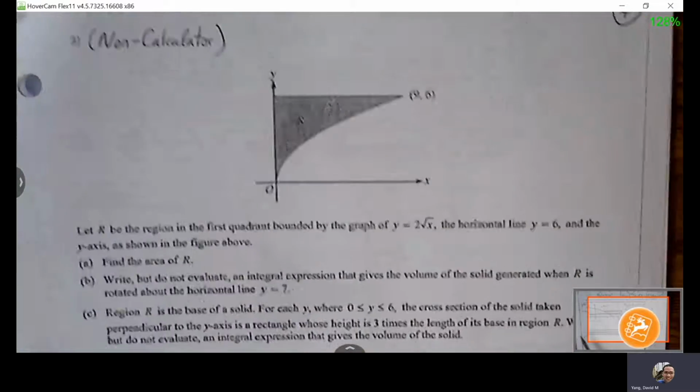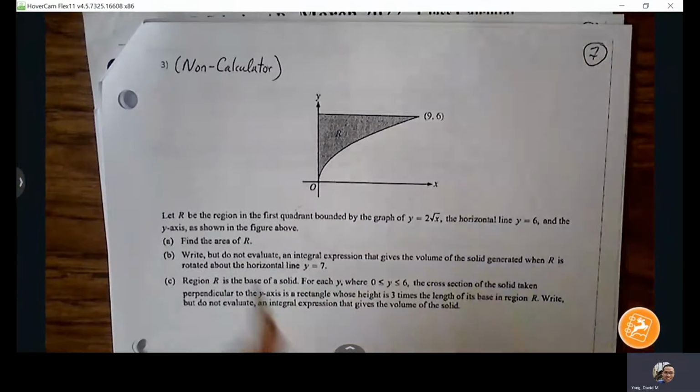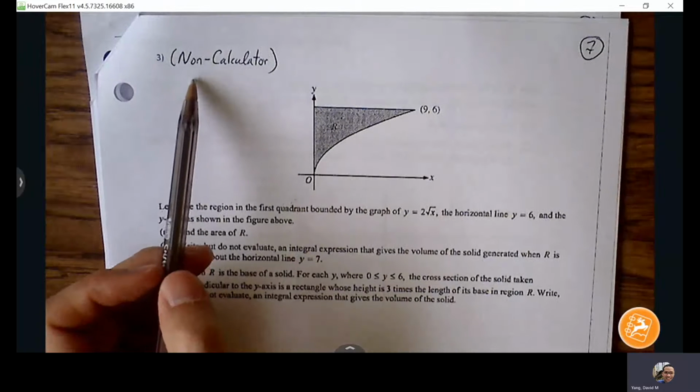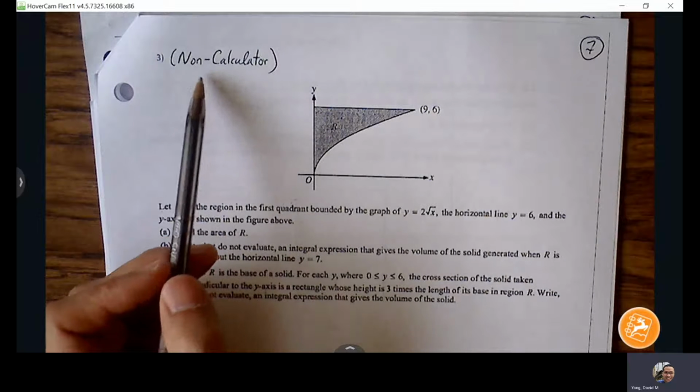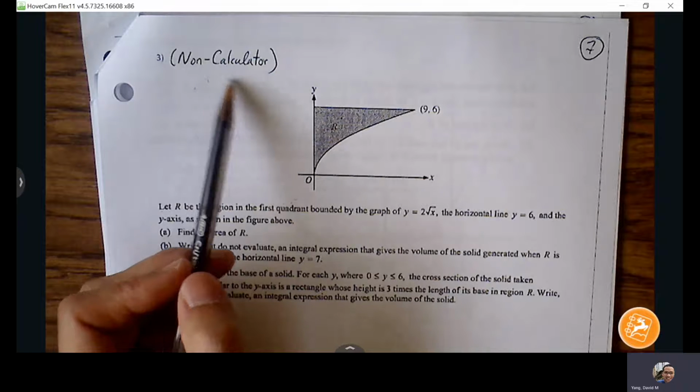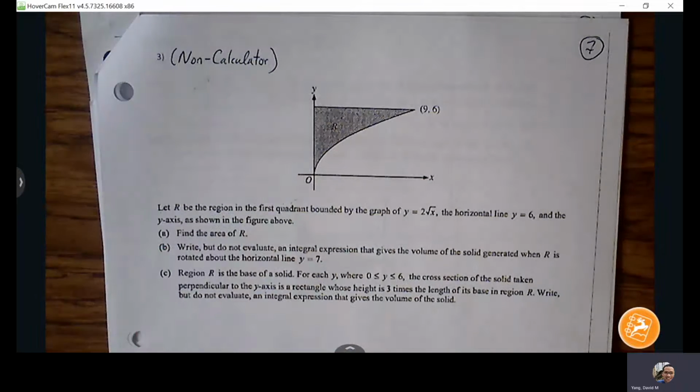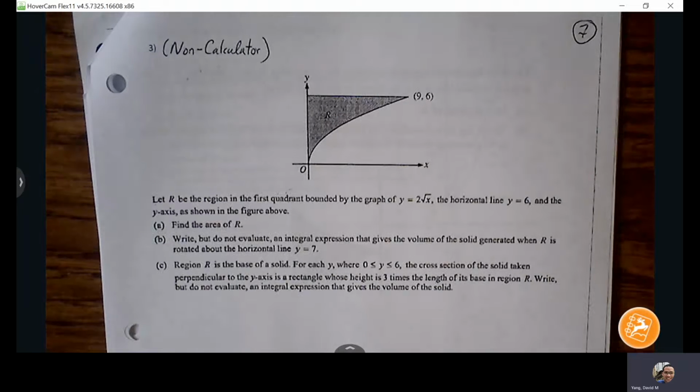So this is meant to be a non-calculator question. On the test, you can use your calculator, but on some problems, I may ask you to show your work. You can use your calculator to double check everything, but to show your work. So see if you can read part A and try that. See if you can set that up.